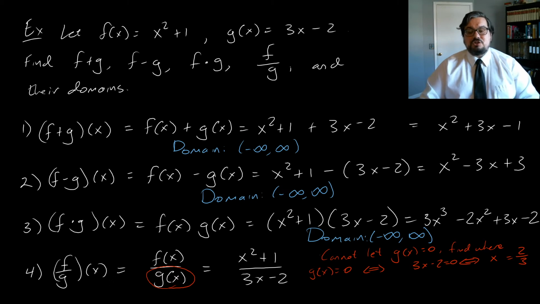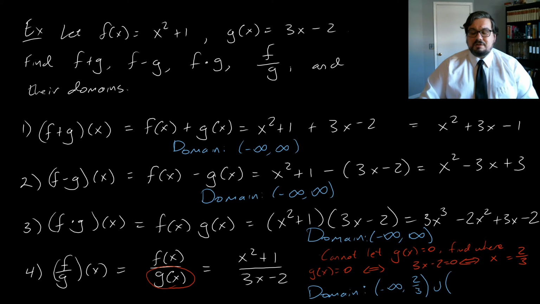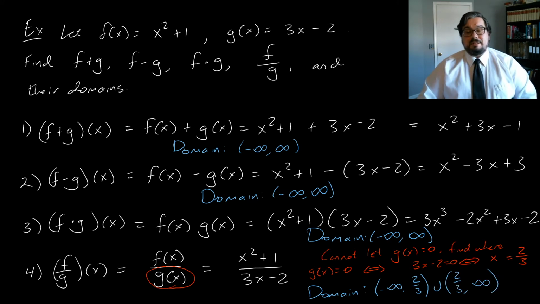If we try plugging 2/3 into this function, then we will get a 0 in the denominator, and that will give us an undefined function. So this function's domain is all real numbers except 2/3. So the domain is negative infinity to 2/3, not including 2/3, union the interval from 2/3 to infinity.